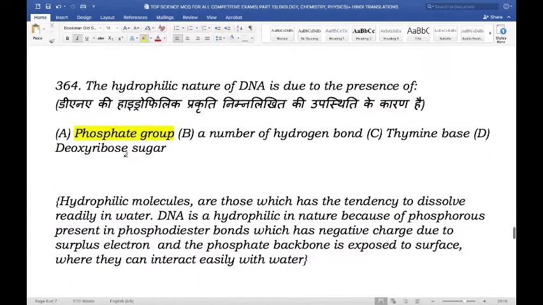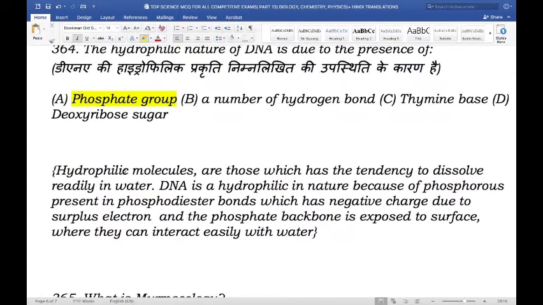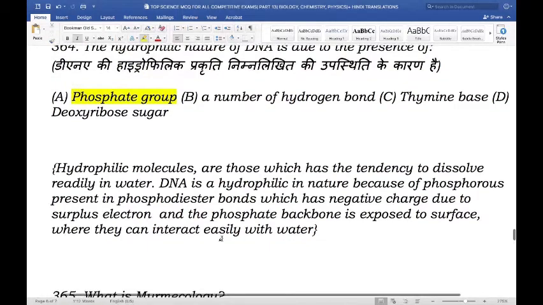And again, I have written a little explanation so you can take it down in your notes. The hydrophilic molecules are those which have a tendency to dissolve readily in water. DNA is hydrophilic in nature because of phosphorus present in the phosphodiester bonds, which have negative charge due to the surplus electron. And the phosphate backbone is exposed to the surface, which can easily interact with water.